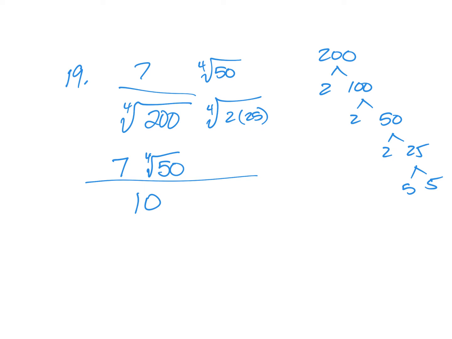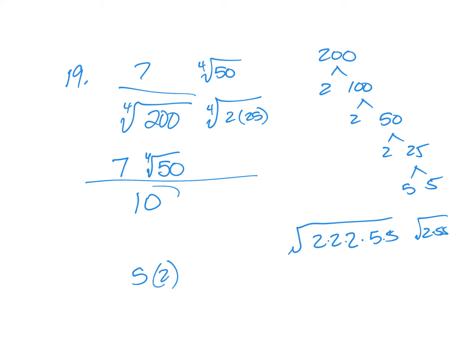Okay? So when I think about that, my 200 is 2 times 2 times 2 times 5 times 5, right? And I need 1 more 2 and 2 more 5's. When I get that, do I have a quadruplet of 5's? Yes, I can pull it out. Do I have a quadruplet of 2's? Yes, I can pull that out. What is 2 times 5?